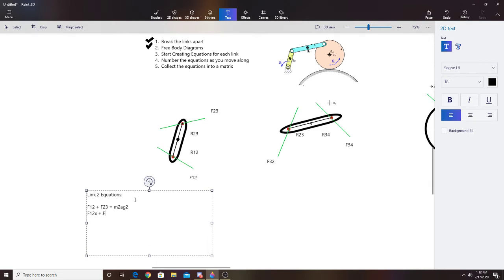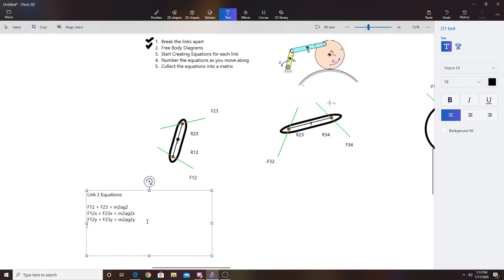F12x plus F23x is equal to M2AG2x. And then F12y plus F23y is equal to M2AG2y, right? So everybody understands that this is the total forces at play. We have one here and one here. This is the x component, and this is the y component, so your sines and cosines type thing, right?